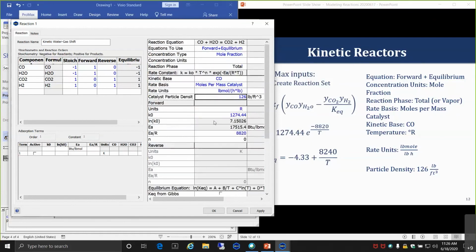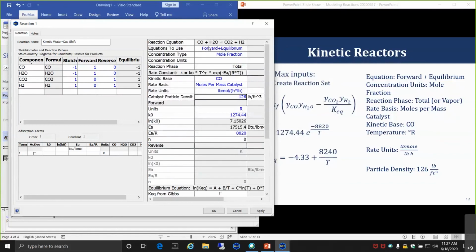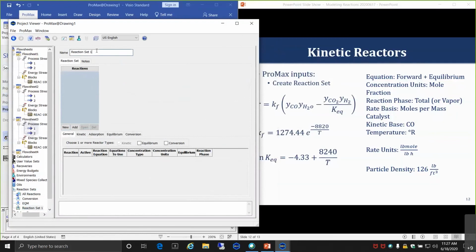So we have input our forward reaction rate in Arrhenius form. And we have put in our equilibrium constant so that we have our forward plus equilibrium. We have our units correct, and so everything should be good. Now I'm going to come in and add. And this is kinetic.